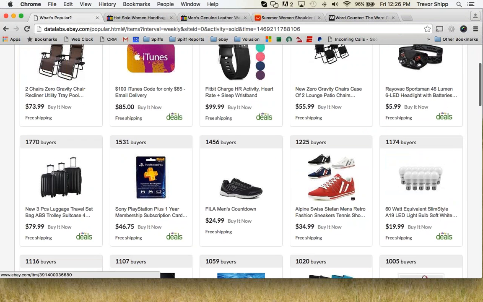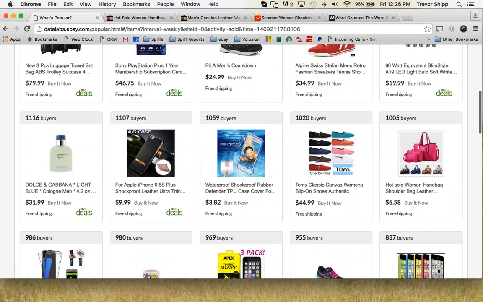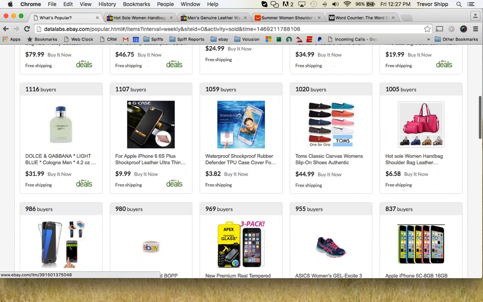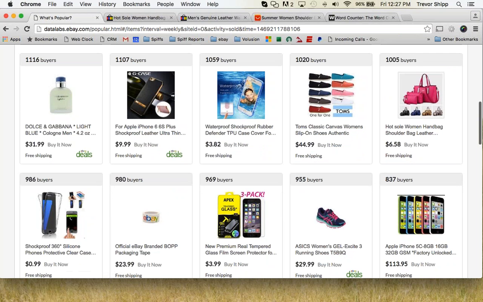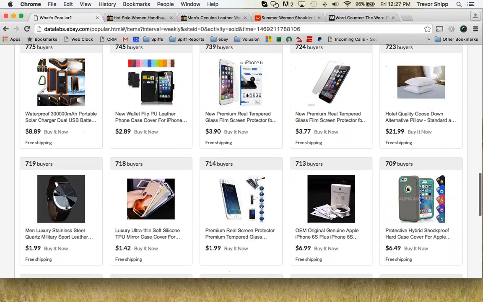So a luggage set for $80, 1,700 buyers. This particular style, it's a Tom's women's shoe. Okay, I could find that style, maybe not necessarily Tom's, and maybe make some money off of it. Clearly, handbags are selling. Right, this is just to kind of give me a general idea. Have you noticed all of the cell phone stuff that's showing up? Cases and covers and cell phone accessories. That's a huge market.